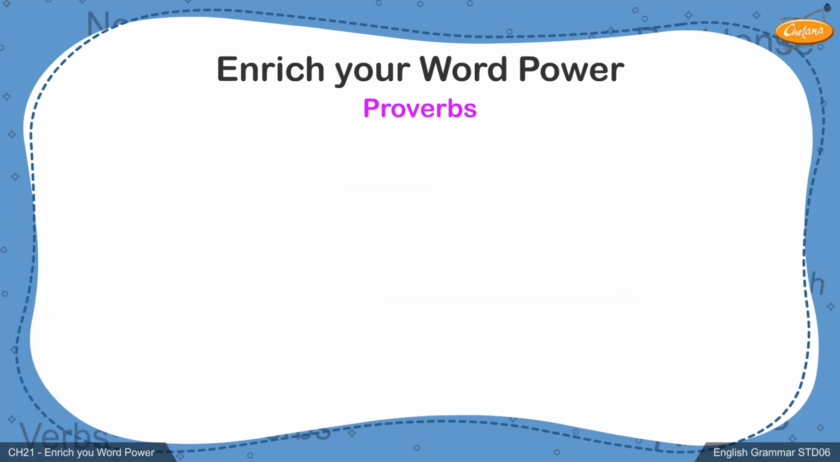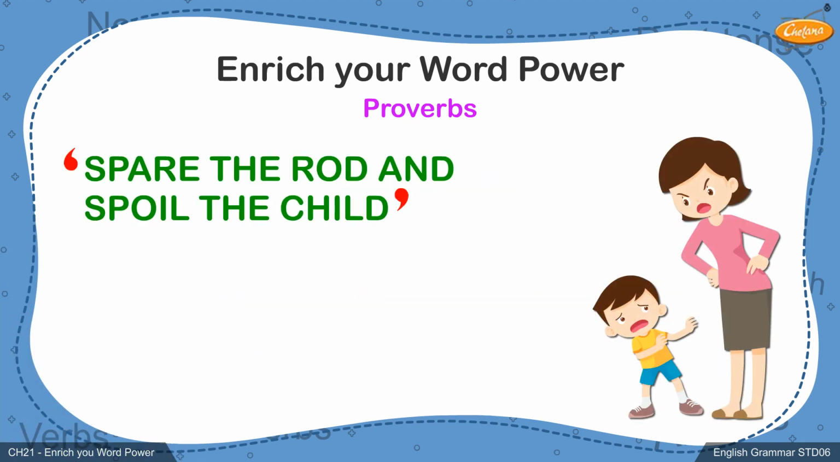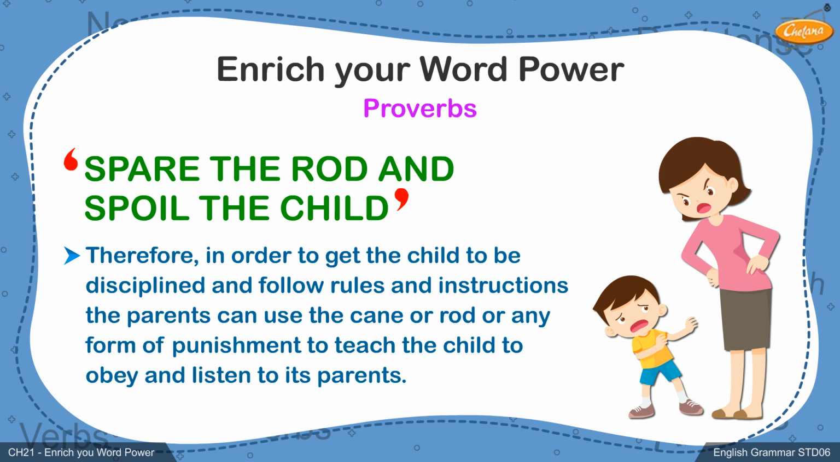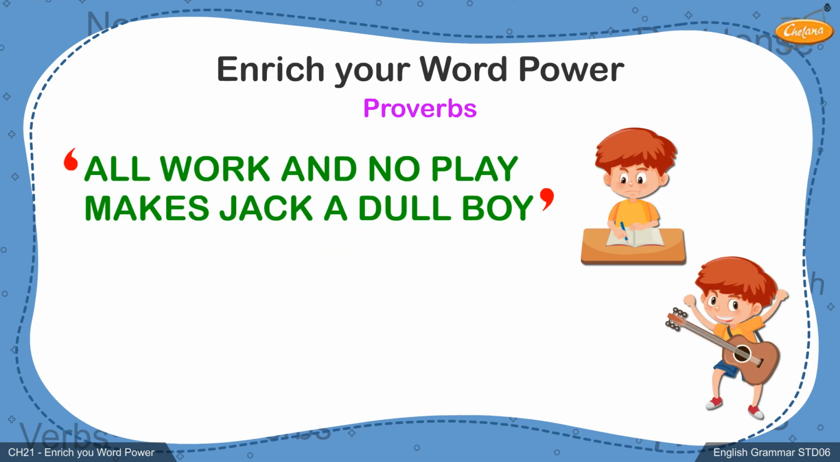The first one is, spare the rod and spoil the child. This proverb means if a child is not scolded or disciplined properly, it would lead to the child becoming over-pampered and spoilt. Therefore, in order to get the child to be disciplined and follow rules and instructions, the parents can use the cane or rod or any form of punishment to teach the child to obey and listen to its parents.